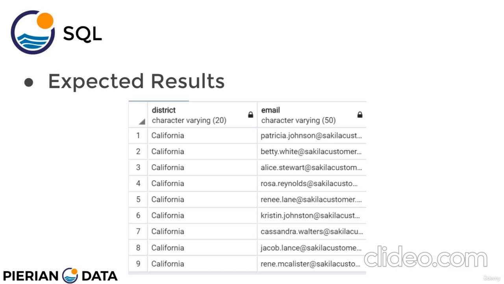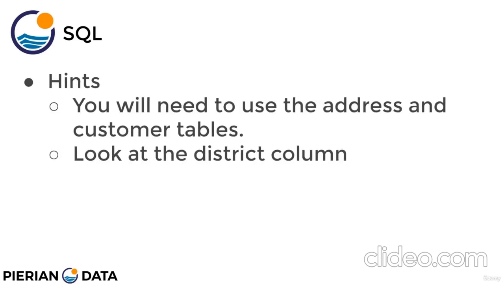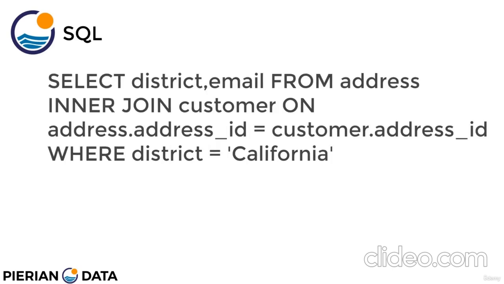Coming up are some hints. As you probably saw from the previous picture, you're going to need to take a look at the district column. For whatever reason, the database labels the California state as a district. So take a look at the district column. That's what you're going to be using, and you're going to need to use the address and customer tables. Okay, let's go ahead and take a look at the solution.